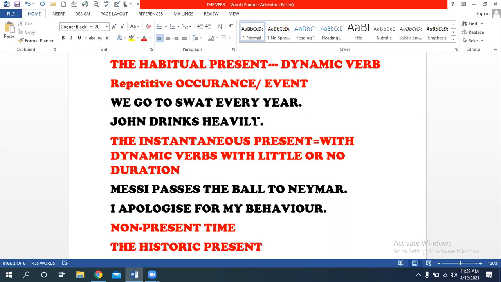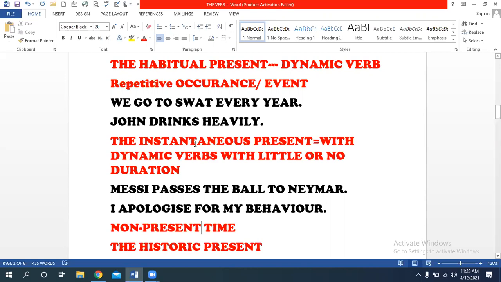And we show such kind of affairs with the help of dynamic verbs, which pass action from the subject to the object. Then we have another usage of the present simple tense, the instantaneous present. What is that? It is the present tense with dynamic verbs, not with stative verbs, and with little or no duration.